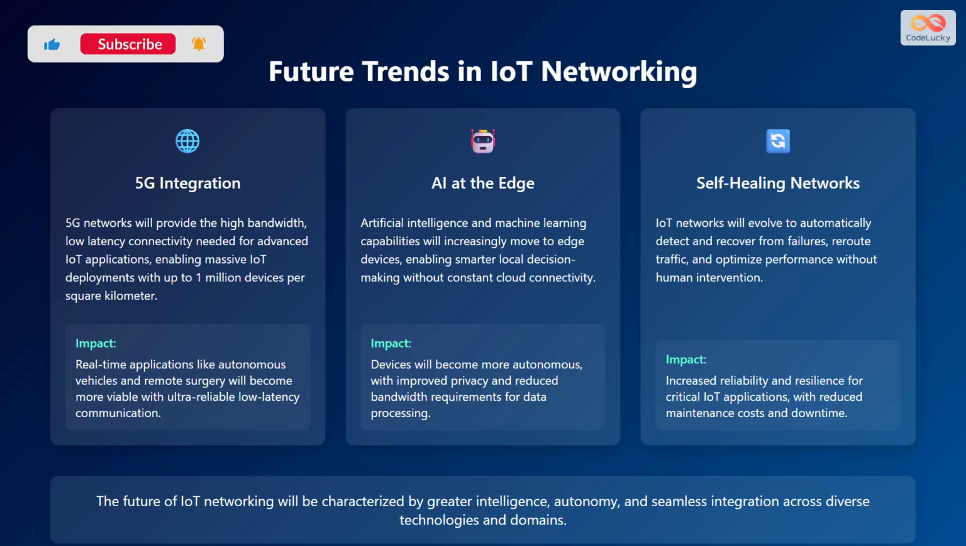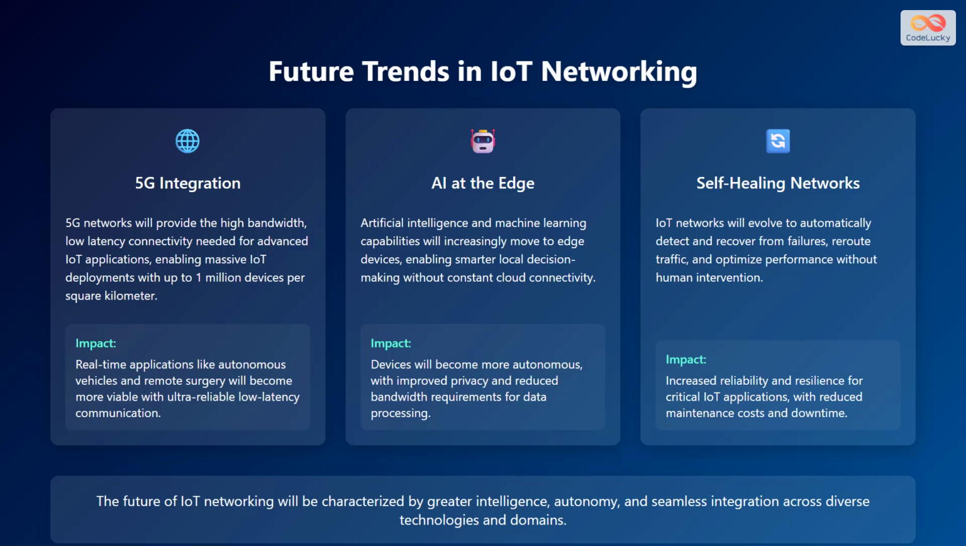Next, artificial intelligence at the edge. Artificial intelligence and machine learning capabilities will increasingly move to edge devices. This enables smarter local decision-making without constant cloud connectivity. This ensures that devices will become more autonomous, with improved privacy and reduced bandwidth requirements for data processing.